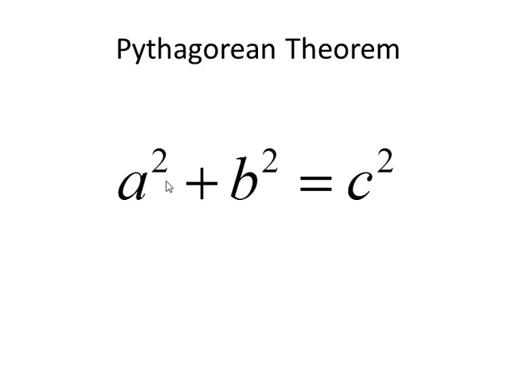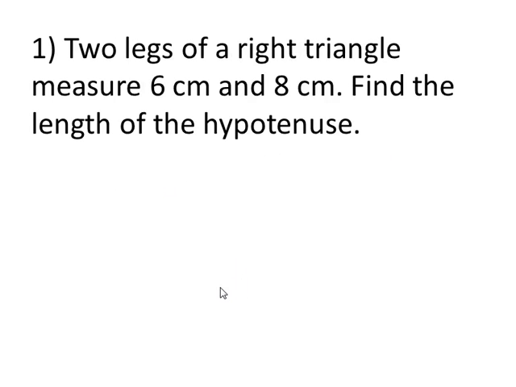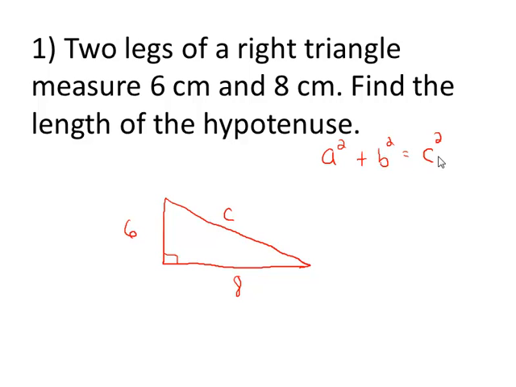Let's take a look at some examples. First, two legs of a right triangle measure 6 centimeters and 8 centimeters. Find the length of the hypotenuse. Let's begin by drawing a right triangle. A picture is always a great idea. And we're told that the two legs are 6 and 8 centimeters, so the unknown side is the hypotenuse. In the Pythagorean theorem, A squared plus B squared equals C squared. We can rewrite this as 6 squared plus 8 squared equals C squared.